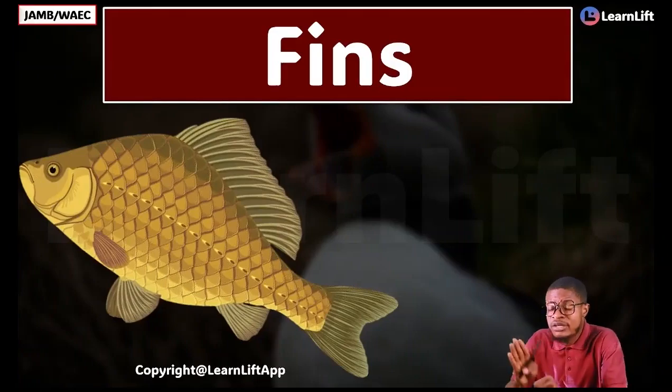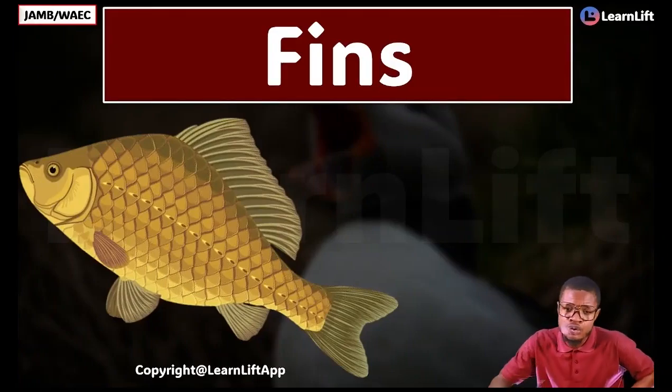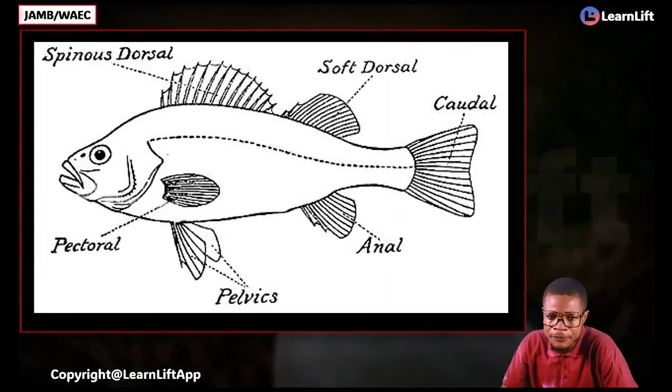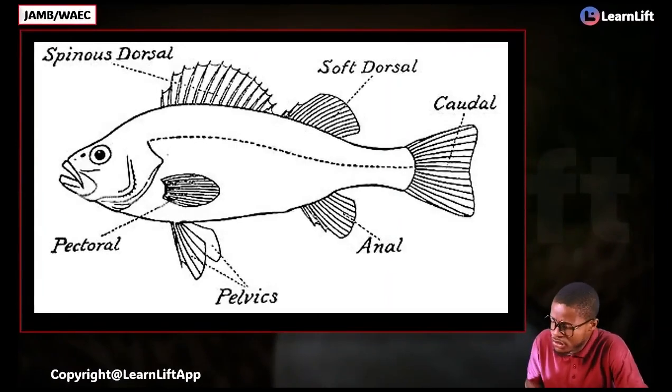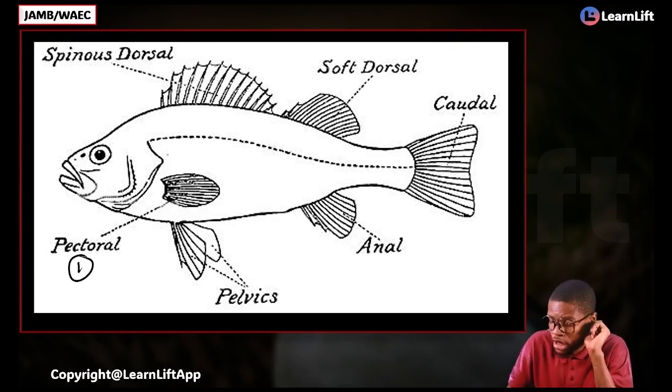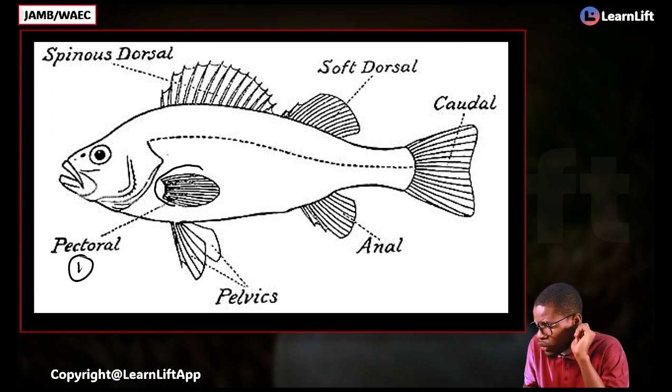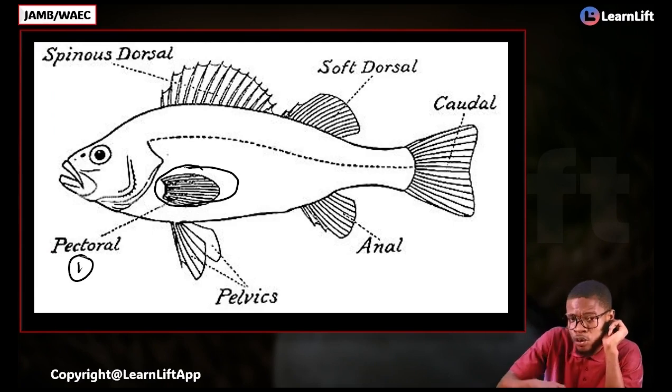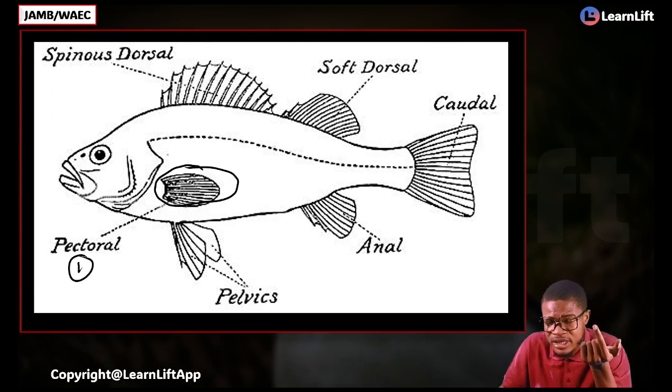Please, if you are dwelling on the fins in particular, what must you know? Look at this very quickly. The fin number 1 is called the pectoral fin. What is it called? Pectoral fin. I beg, know their names. See where the pectoral fin is located, close to the operculum. That's where you have the pectoral fin.